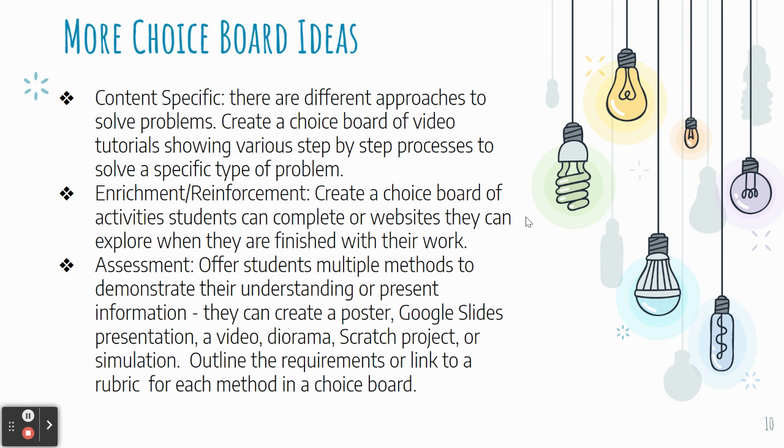So like in your choice board, you could have a table with different cells. And then in one cell, you would have all the information or a link to all of the information they would need about creating a poster. And then in another cell, you could put all the information in or a link to all of the information about how to make a video. You could also include a link to the rubric that you're going to be using in order to score their assessment.